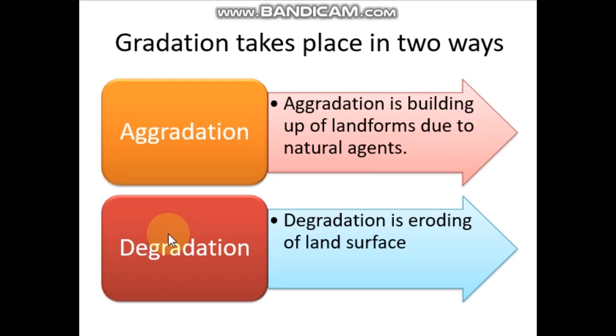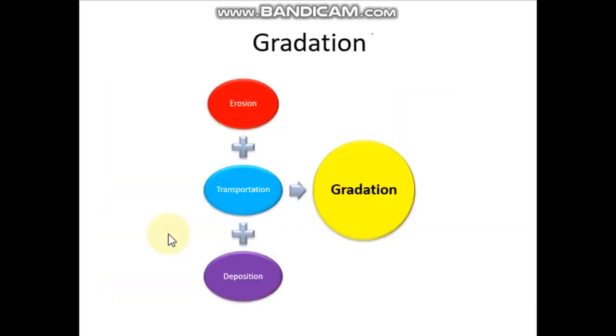Degradation is the eroding of land surface. So aggradation means building up of landforms. Degradation means eroding of land surface. Gradation means erosion plus transportation plus deposition. Because of this only, gradation is formed. How is gradation formed? Erosion plus transportation plus deposition. Because of all these things, gradation is formed.